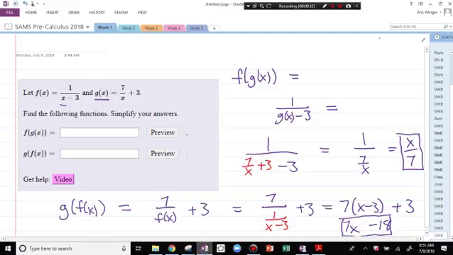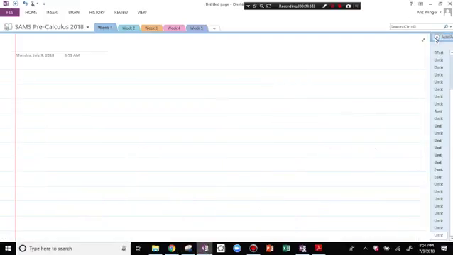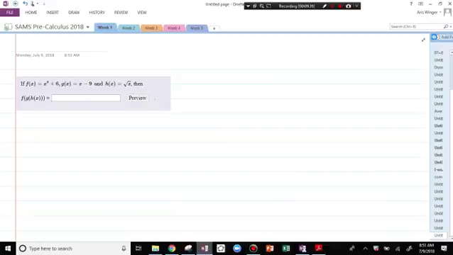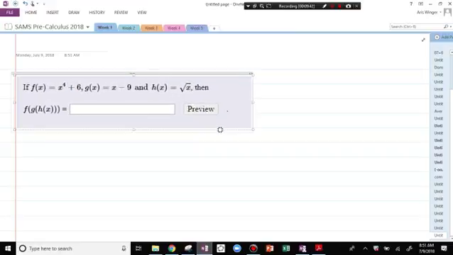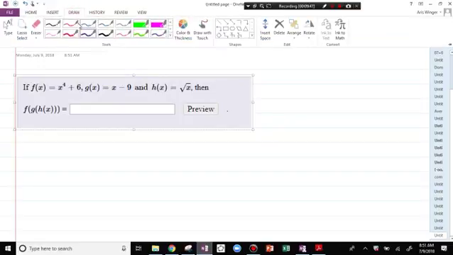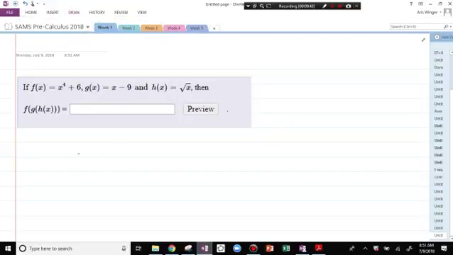Right, so the street version: take h, plug it into g, take all of that, plug that into f. When you plug h into g, it gives you a new function. Whatever that function is, take all of that, plug that into f. So we work inside out.